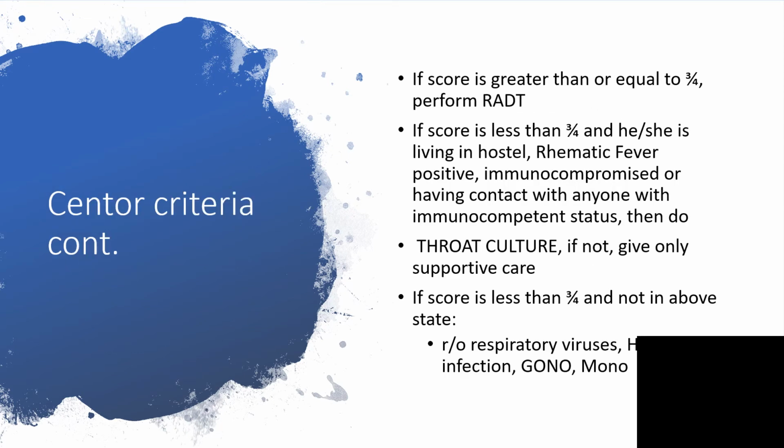If the score is greater than or equal to 3/4, perform rapid antigen detection test right away. If the score is less than 3/4 and he or she is living in a hostel, having rheumatic fever, immunocompromised, or having contact with anyone that is immunocompromised, then do throat culture. If not, give only supportive care. If the score is less than 3/4 and not in the above state, rule out respiratory viruses, HIV, gonorrhea, or mononucleosis.